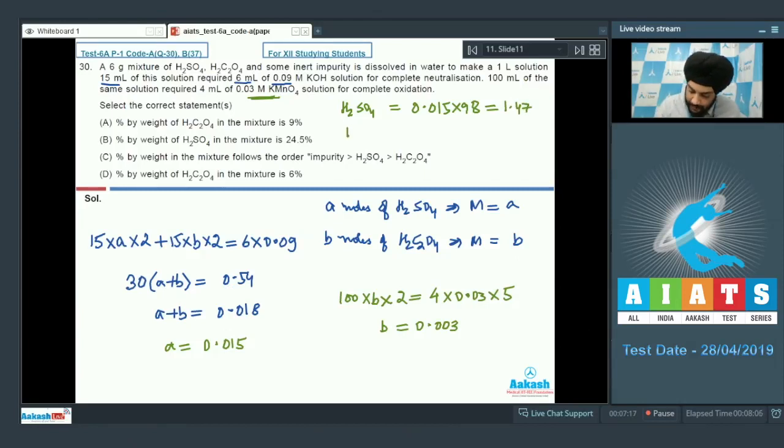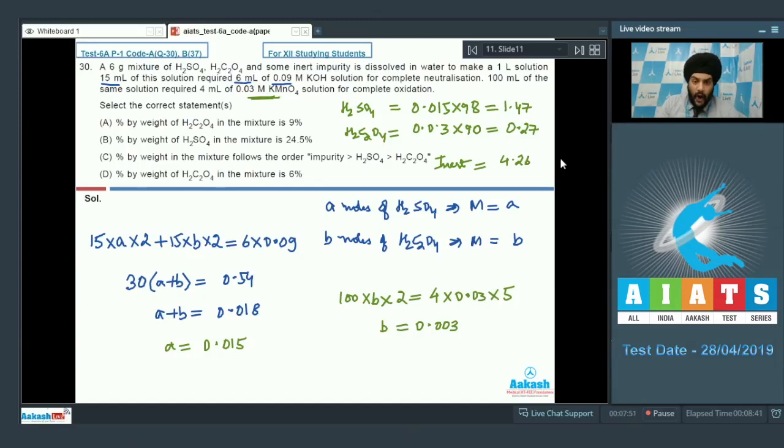And if we talk about the mass of H2C2O4, we have 0.003 moles into the mass, which is equal to 90. So this is equal to 0.27 grams. So if we talk about the inert impurity, the inert impurity is going to weigh 4.26 grams.